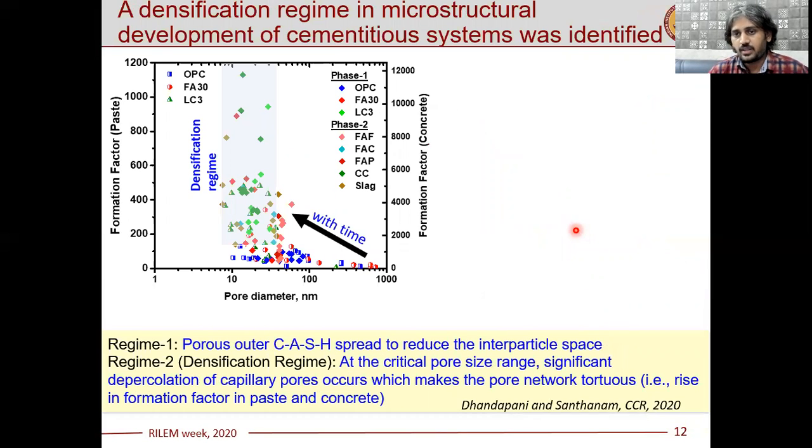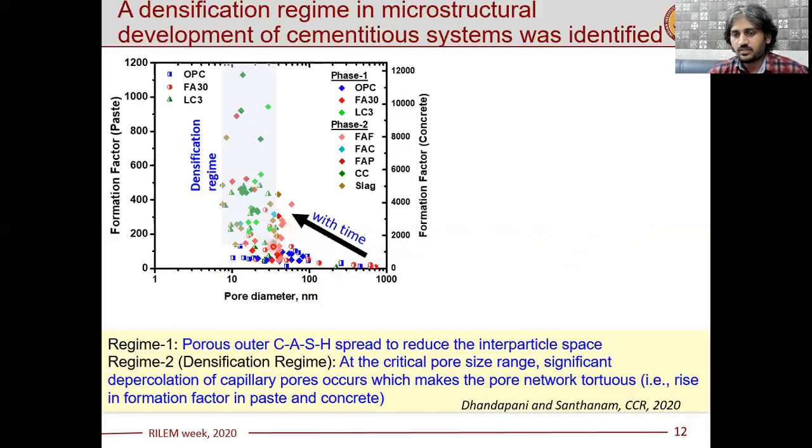In order to look at the impact of pore sizes on the formation factor development, we try to plot formation factor versus critical pore diameter. What we identified was, in the early ages when the critical pore diameters are above 100 nanometers, there is only a minor increase in the formation factor, which shows the porous hydration products spread to reduce the interparticle space, where there is still a lot of highly interconnected porosity present.